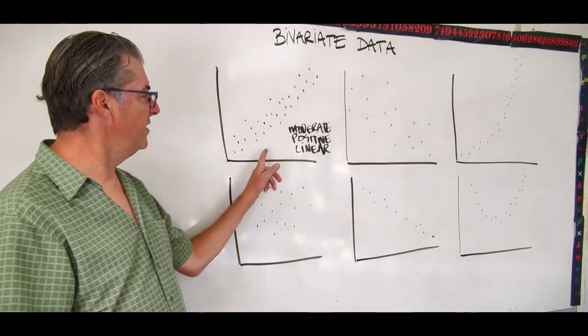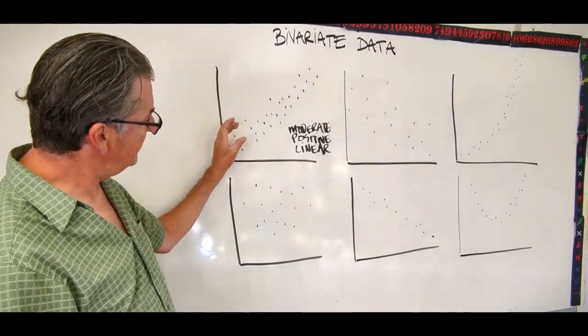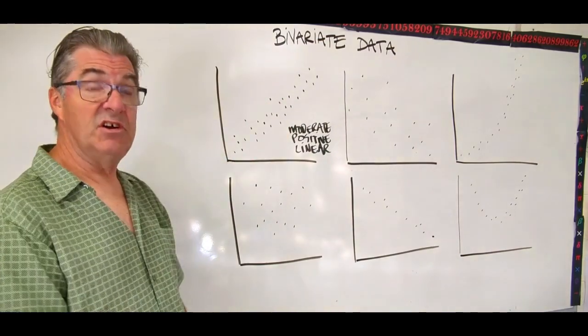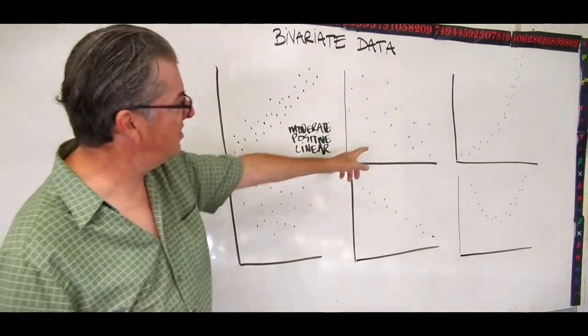All right, this first one, I would say moderate correlation. It's not tight. The data is spread out a little bit. It is positive, and it does look linear. So I would say moderate, positive, linear correlation. Okay, so now take a look at that graph.